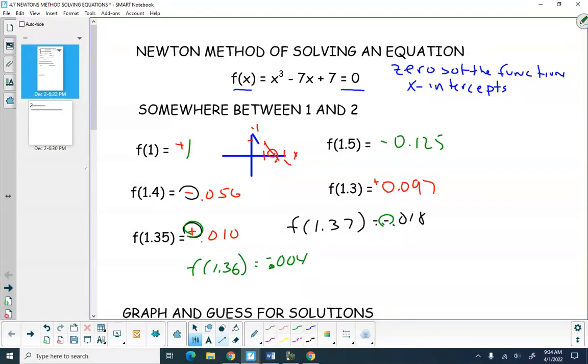Negative 0.004. So which two am I going to be in between? 1.35 and 1.36. Well, what's the halfway point between 1.35 and 1.36? Well, if this was 50 and this was 60, I can go at 1.355. Think of it, if I just had a 0 there and a 0 there, I have 50 there, I have 60 there. Halfway in between would be 55.